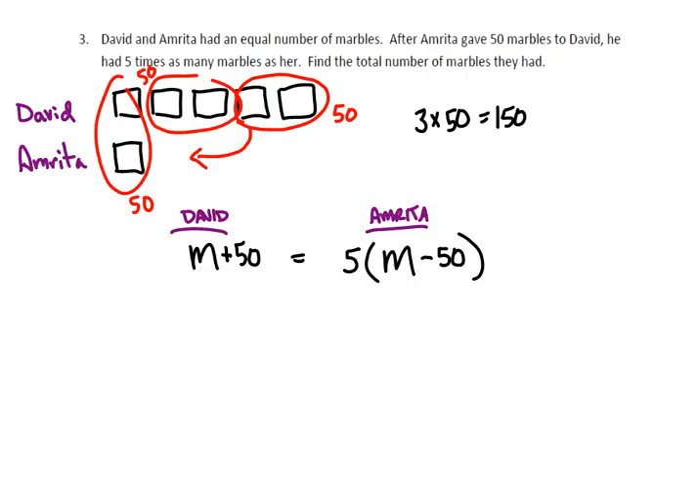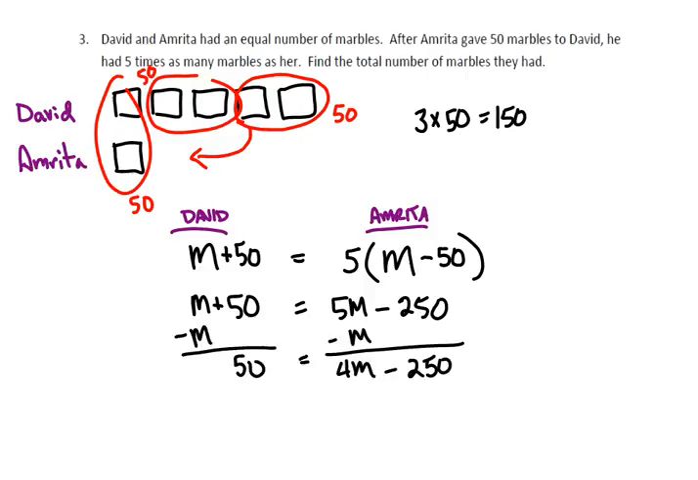David's is equal to 5 times Amrita's. We carry out the distribution. I'm going to subtract M from both sides and add 250 to both sides. After subtracting M, I get 50 is equal to 4M minus 250. Now I'm going to add the 250 to both sides, and I get that 4M is equal to 300.